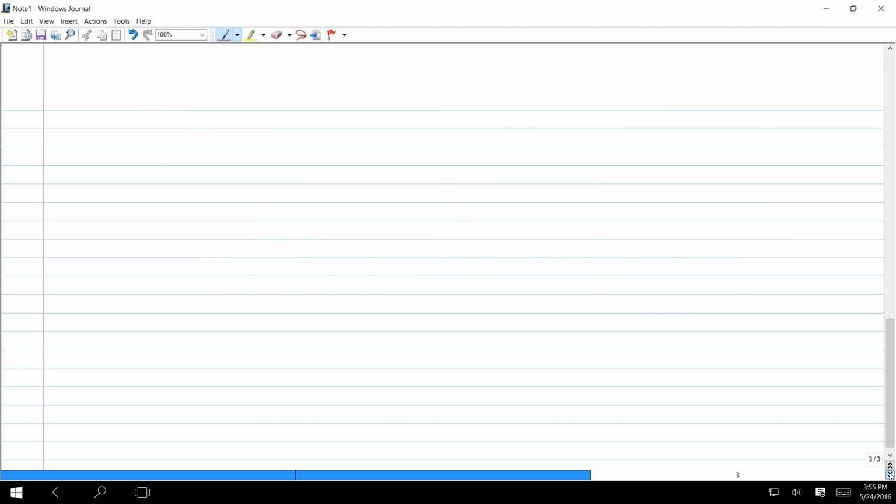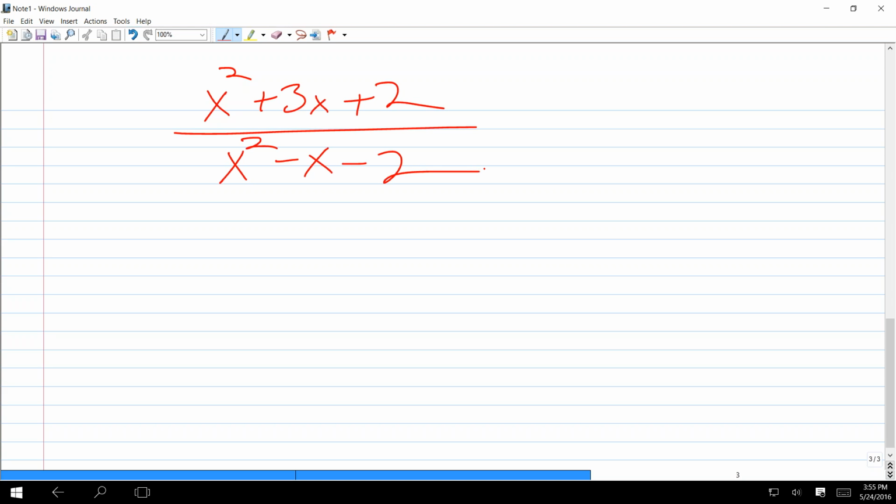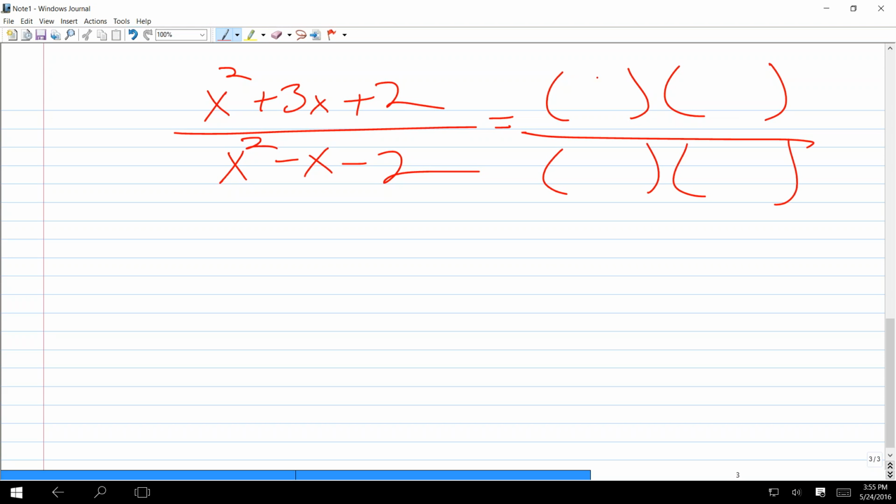Okay, x squared plus 3x plus 2 over x squared minus x minus 2. Most of the time when you see a quadratic, it's a factoring problem. I would say virtually every time. And I have a quadratic in the numerator, and I also have a quadratic in the denominator. What's the numerator factor to?